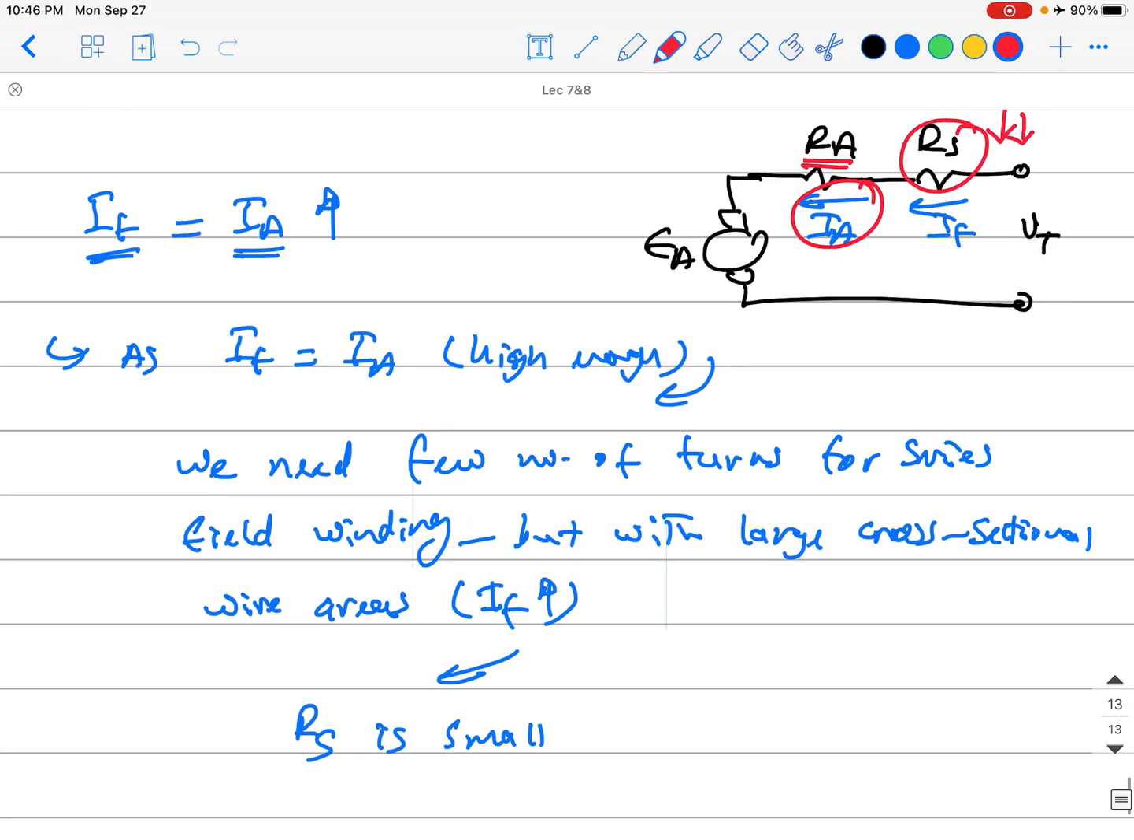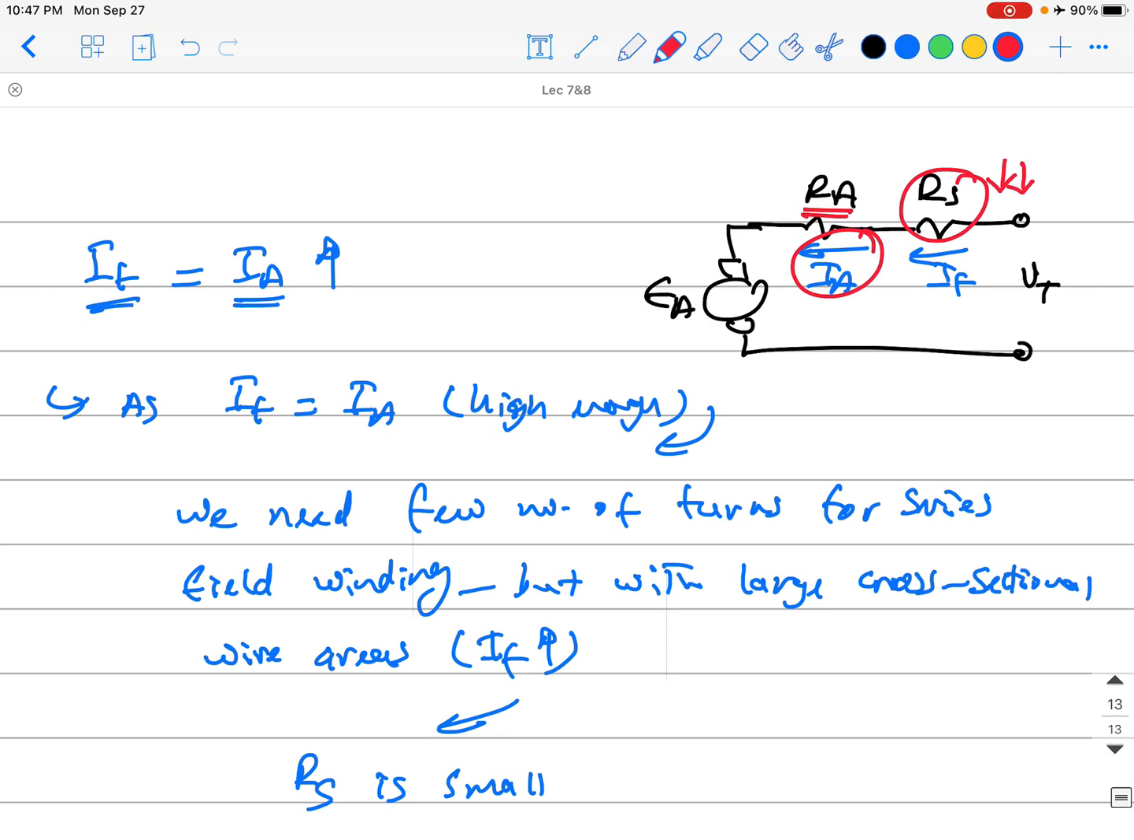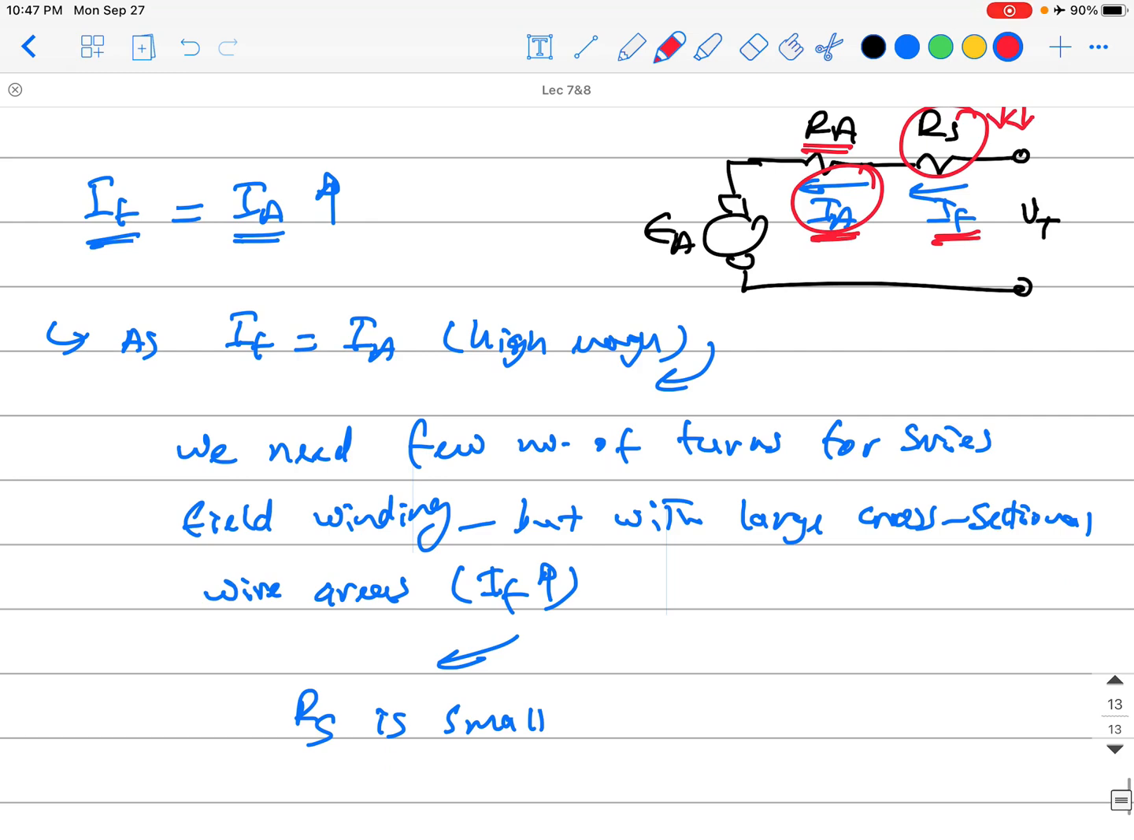That's basically because IF equals IA and it's high enough, we don't need as many turns as we needed before to produce the same amount of field. So we just use a small number of turns. That means the length of the wire will be small, while the large cross-sectional area to accommodate this current will result in a smaller resistance for RS.